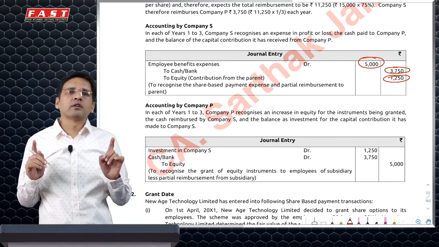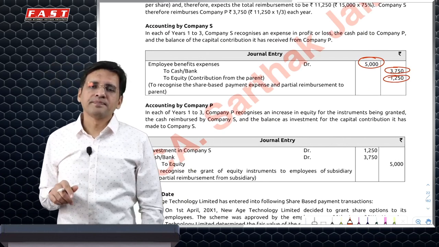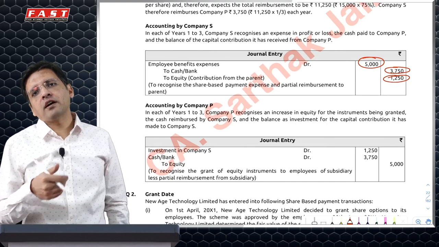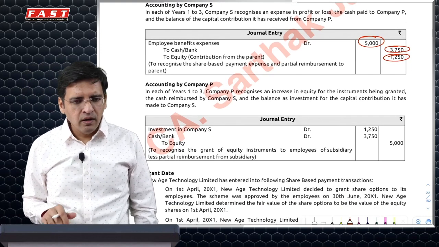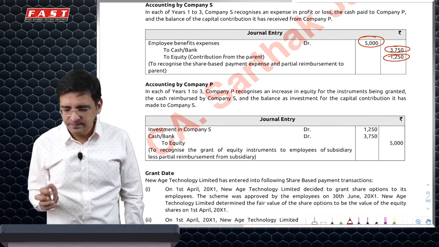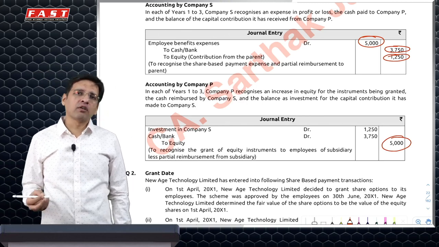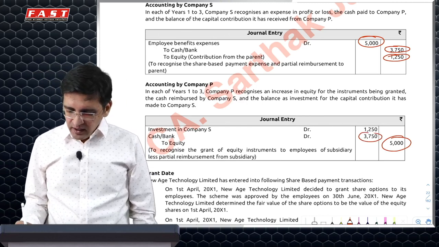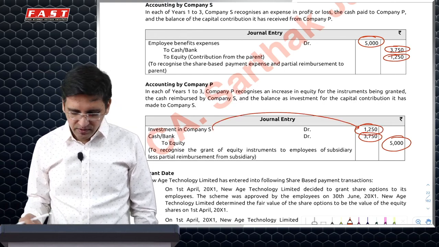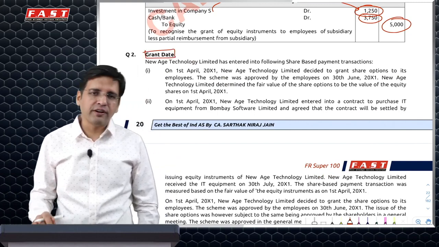Parent, what it will do, it will not recognize an employee benefit expense because the employee is not giving service to the parent. But the parent has basically entered into a contract which will give it a cost of 5,000 per annum. So what they would do is they would credit share-based payment reserve by 5,000. But they will not debit employee benefit expense. Rather, out of this they are getting 3,750 and 1,250 they are not getting. They ideally should have got. So this is an investment in subsidiary.